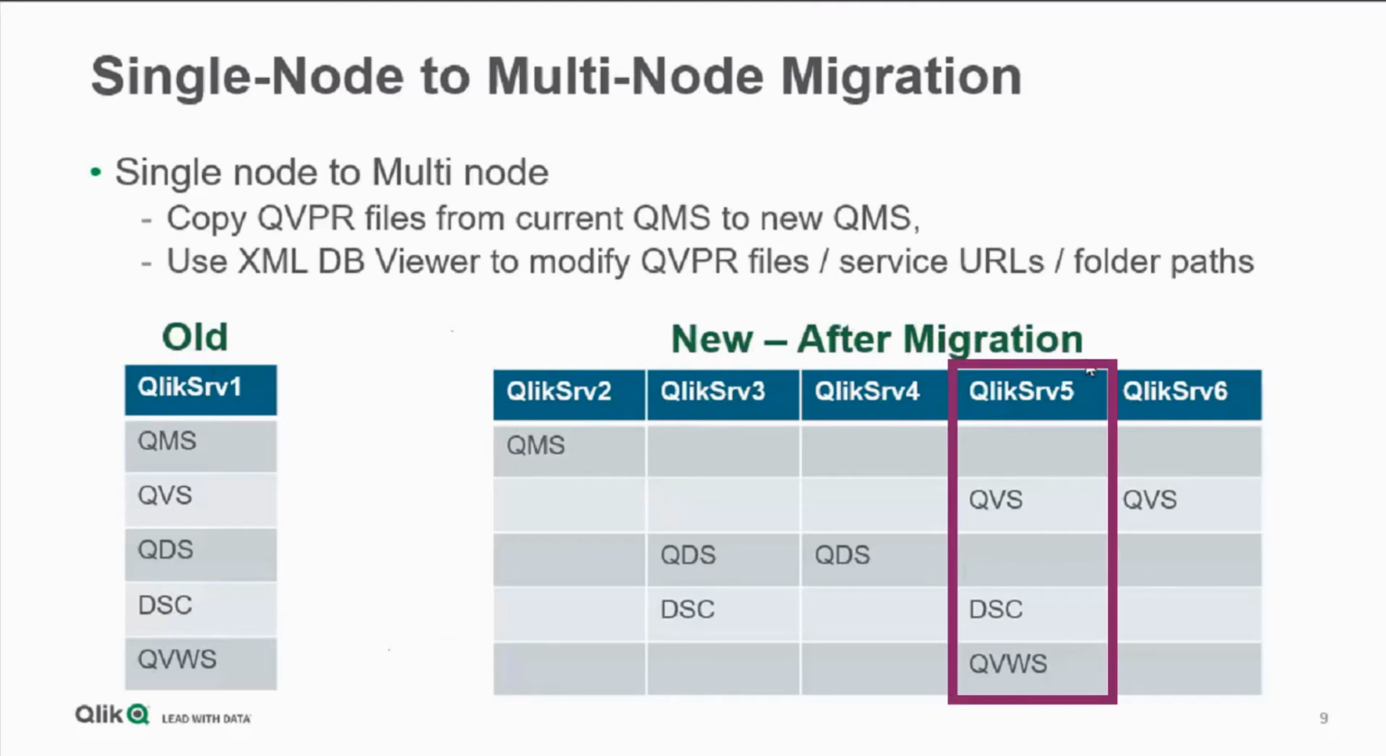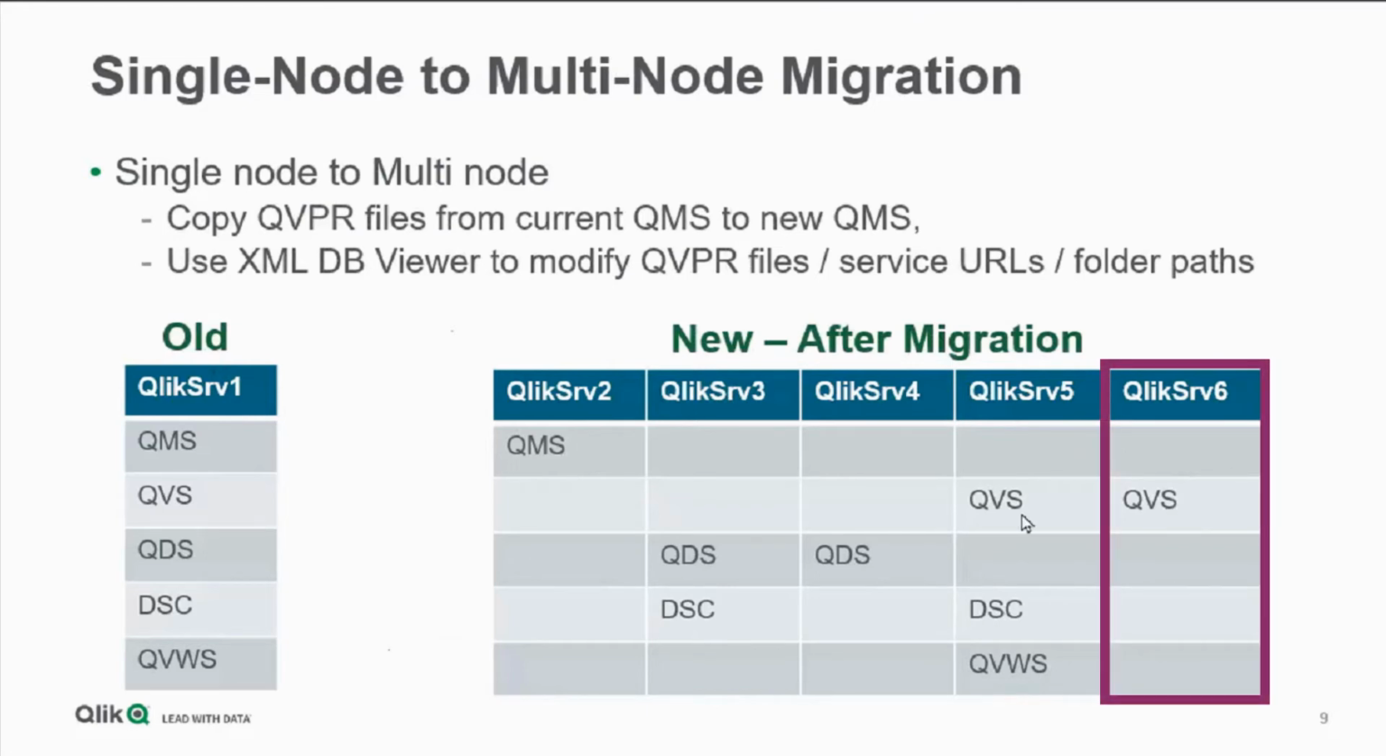And then on Qlik Server 5, I'm going to move my QlikView server service. I'm going to create a second directory service connector so I can have failover, just in case my DSC goes down on server 3 or 5 and vice versa. And then I'm going to put the web server on server 5 as well. And server 6 will be a cluster node to go along with server 5 for scalability purposes.